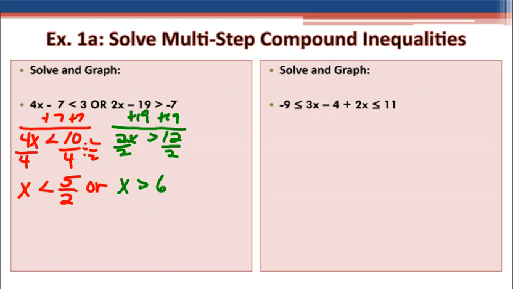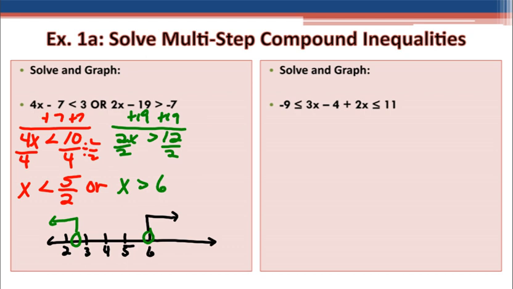So now on my number line, we go from 2.5 to 6. So I'm going to have 2, 3, 4, 5, 6. And then we have an open circle on 2.5. So 2.5 would be about here. It's got to be less than that, so it goes to the left. And then an open circle on 6. It's got to be greater than 6, so it goes to the right. That would be our inequality with our graph.